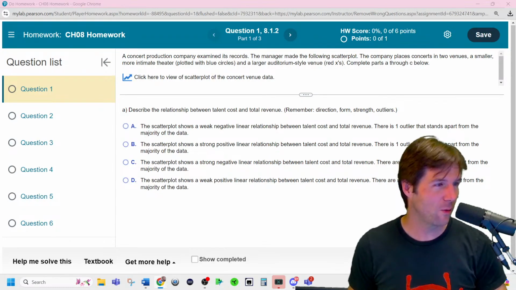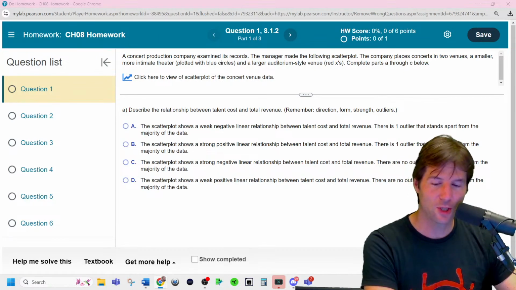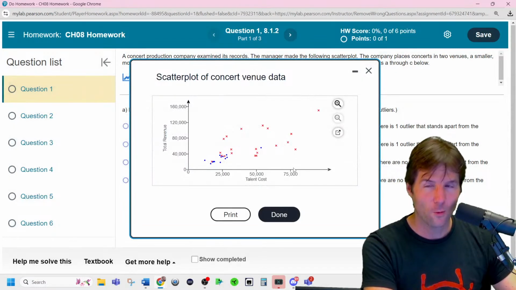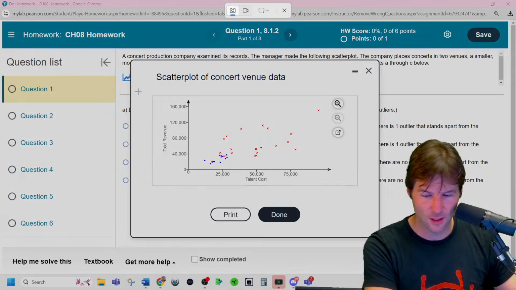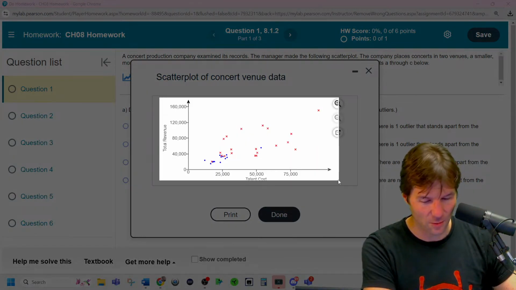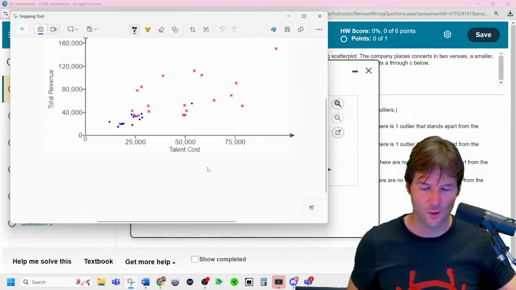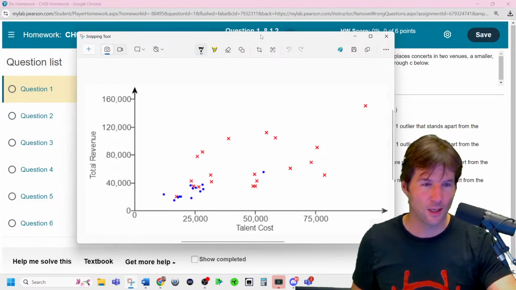Chapter 8, question 1. Let's do it right here. A concert production company examined its records. The manager made the following scatter plot. What kind of variables are needed for a scatter plot? And Braden and Noel and Dee, good to see everyone here. What kind of variables are needed for a scatter plot?